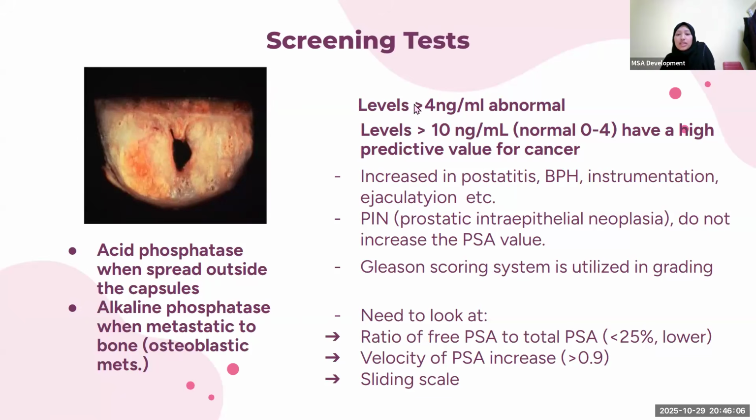If it's less than 4, it's most likely benign. If it's more than 4, abnormal. If it's more than 10, it's highly suspicious of cancer. So between 4 and 10, it's a gray zone. It could be cancer, or other things like prostatitis or BPH. All of these can cause a high PSA between 4 and 10.